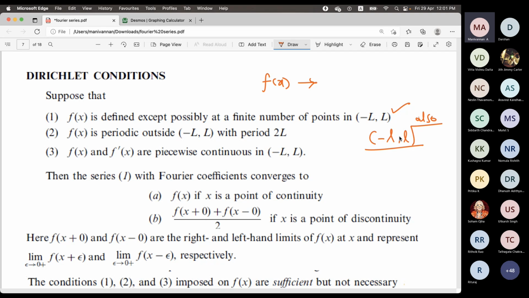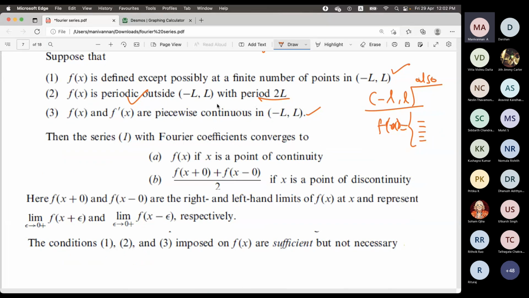It should be defined in this interval, and it is periodic with the period 2l, and f of x and the derivative of f of x are piecewise continuous. Piecewise continuous means my function should have some piecewise functions. The function should have a finite number of maxima and minima in one interval, and an infinite number of discontinuities should not occur. Only a finite number of discontinuities should come in the interval.